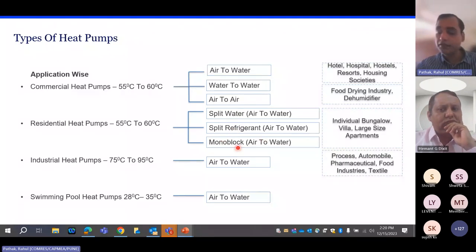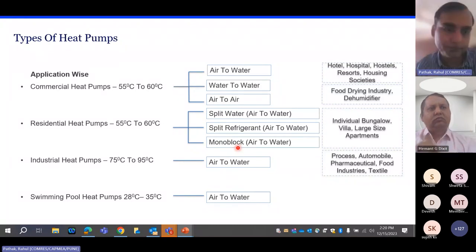Some of the smaller heat pump systems have the water tank integrated in the heat pump circuit itself. So you don't have to have a separate water tank and a separate heat pump in the case of monoblock. But of course, these monoblock systems are available only in smaller sizes as of now.